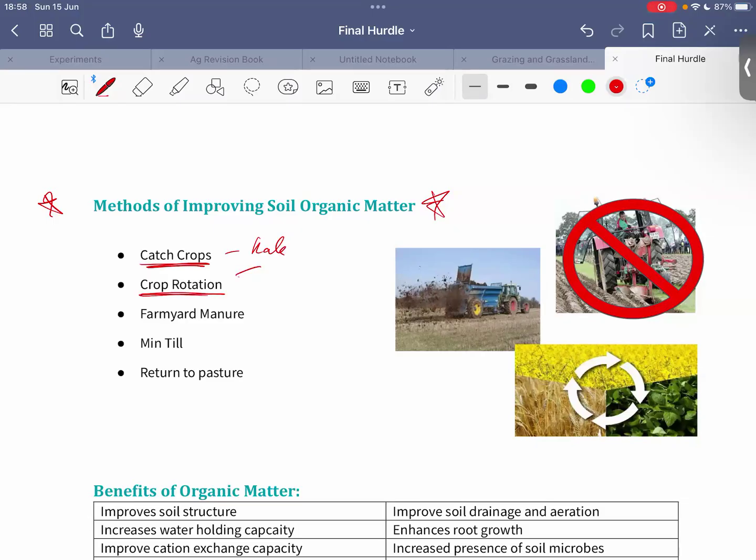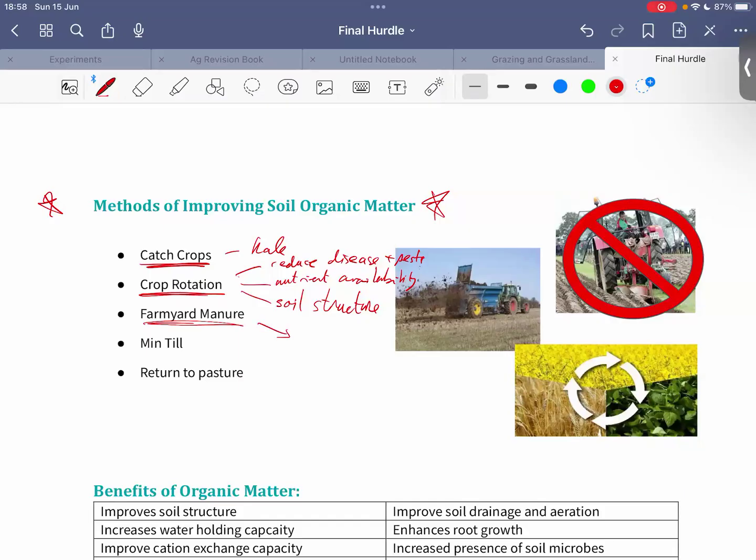Someone give me a benefit of crop rotation. We have 3 benefits. One is improving our soil structure. What else is a benefit of our crop rotation? Reduces pests and diseases. Brilliant. Reduce diseases and pests, and higher nutrient availability. Different types of roots in our soil. Excellent. Okay, farmyard manure. Naturally, what is in our farmyard manure that's going to add organic matter?